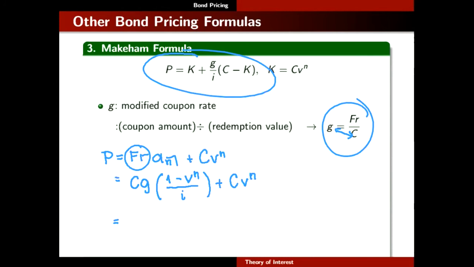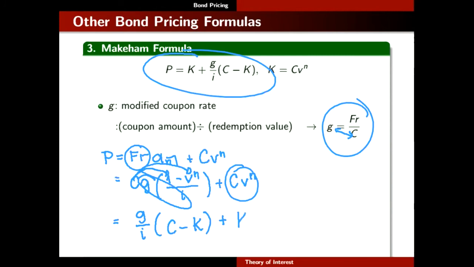Kasi ito, ilalagay nyo lang to. It's G over I. Right? So, you have G over I times, ipapasok ko lang tong C here. So, I have C minus C times V to the N. You have C V to the N. So, that is exactly K. And then plus, this one is also K. This is exactly the Makeham formula. Alright?